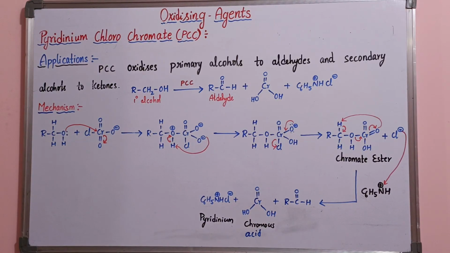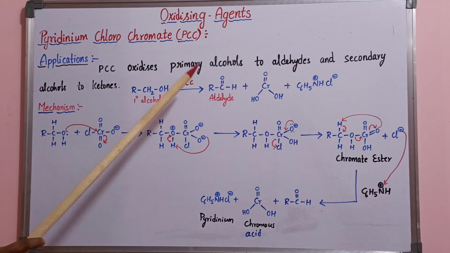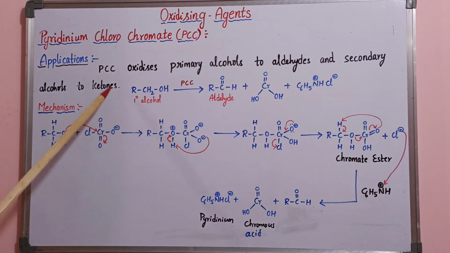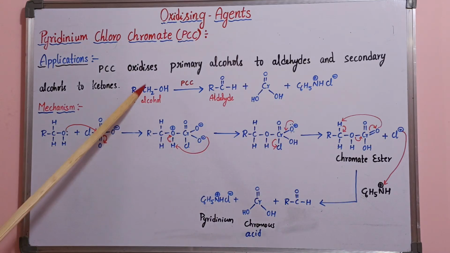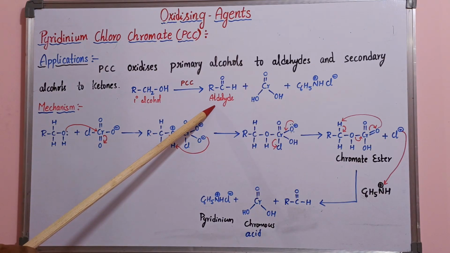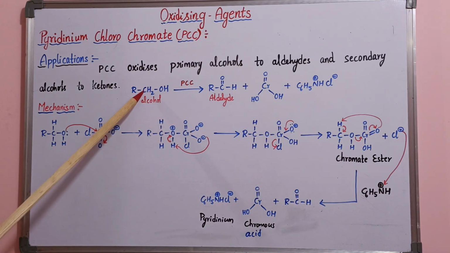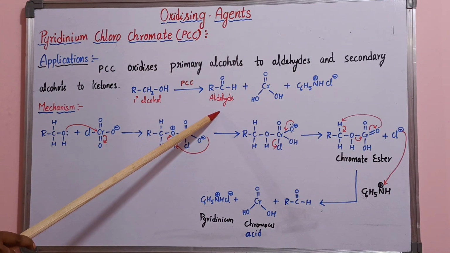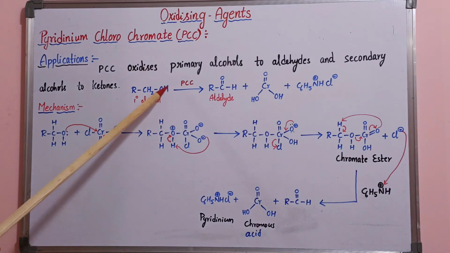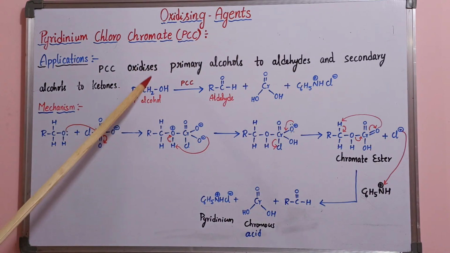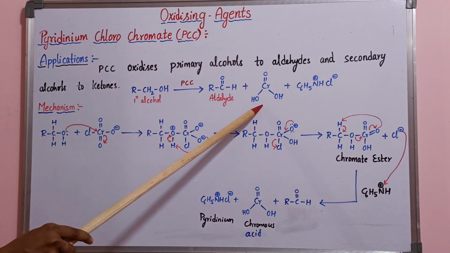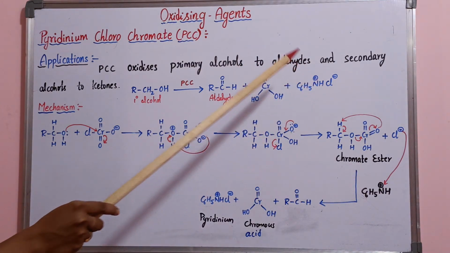Let us see the applications of PCC. PCC oxidizes primary alcohols to aldehydes, and secondary alcohols to ketones. Here I am taking a primary alcohol which is oxidized to an aldehyde, and you can clearly observe the number of hydrogens is reduced. Removal of hydrogen is also called oxidation. So PCC helps to oxidize a primary alcohol to an aldehyde. In this process you can observe the byproducts chromous acid and pyridinium chloride.